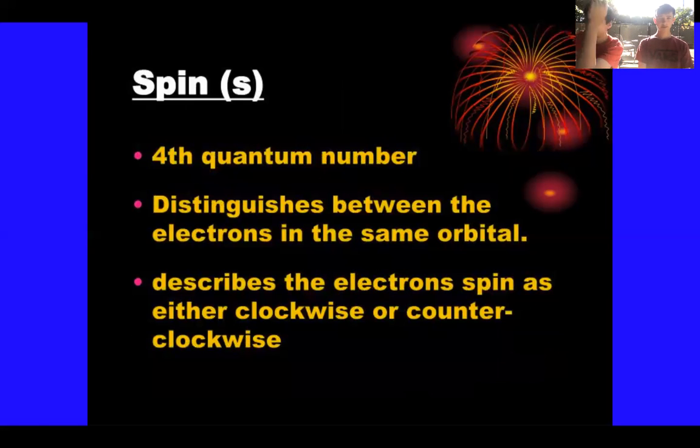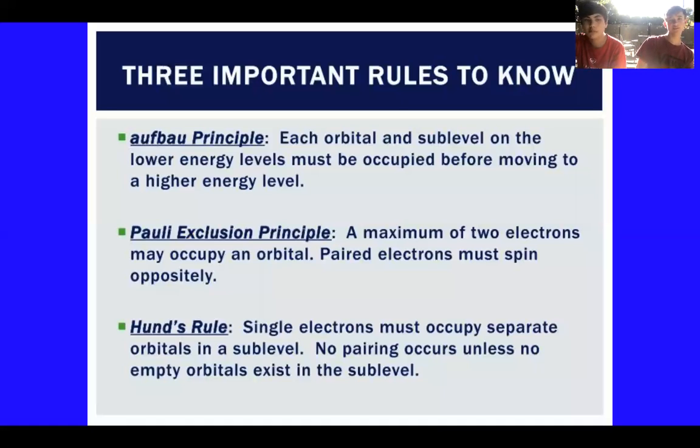The fourth quantum number distinguishes between the electrons in the same orbital. This describes the electron spin as either clockwise or counterclockwise. The 3 important rules to know.